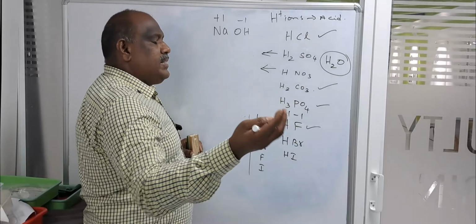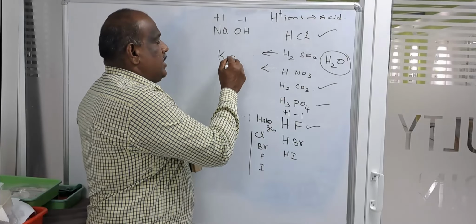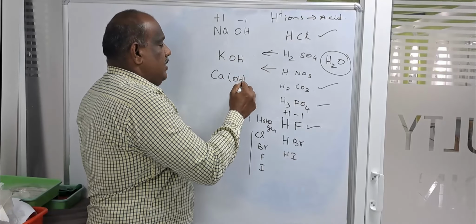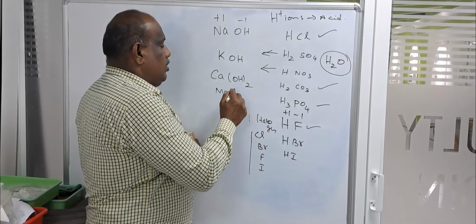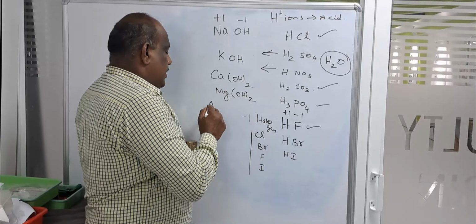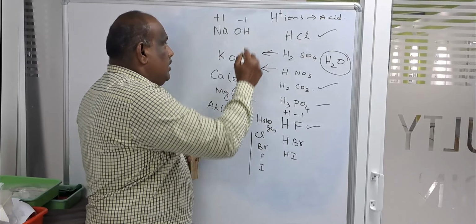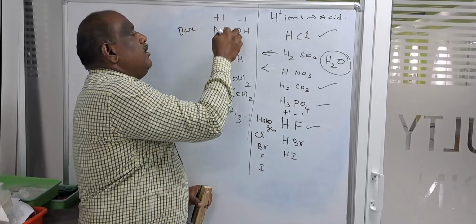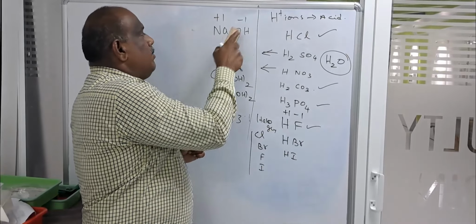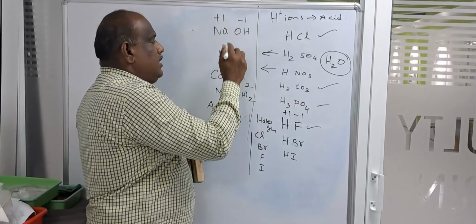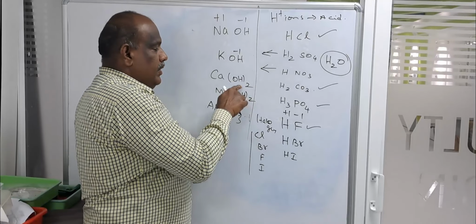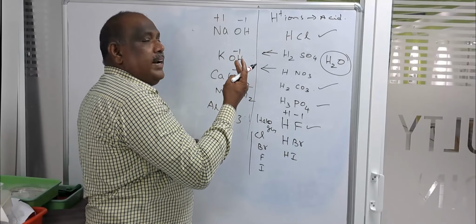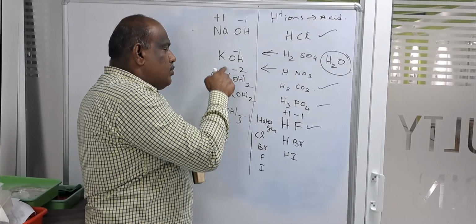What is another formula of another base? KOH, potassium hydroxide. What is calcium hydroxide? Ca(OH)2. Magnesium hydroxide, Mg(OH)2. Aluminum hydroxide, Al(OH)3. So all these things are called what? Base. Why is it called a base? The OH group is there. This OH is minus 1. This is also minus 1. This is 2 minus, that is, it contains 2 negative charges. So minus 2 means what about this one?